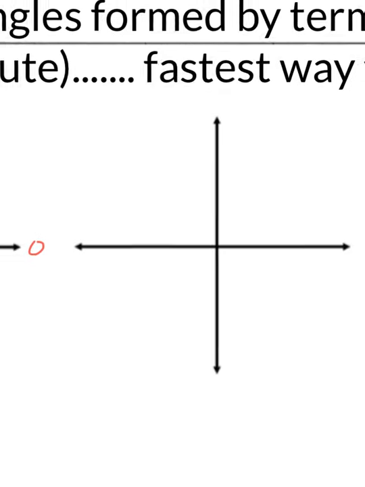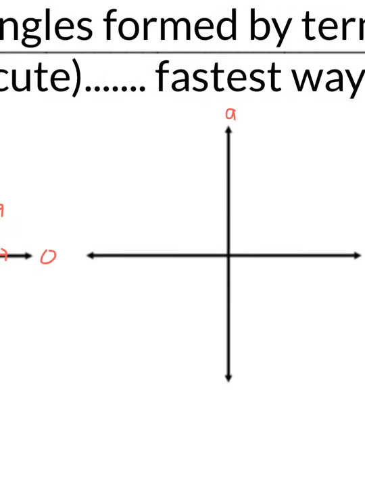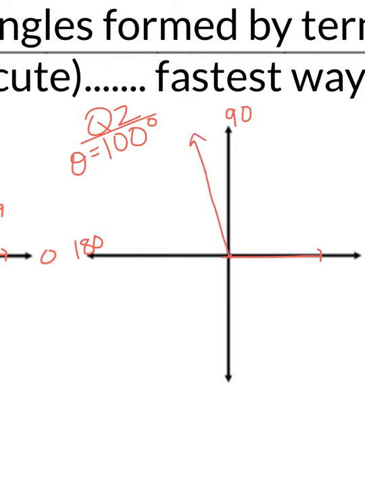Quadrant 2, we know, is between 90 and 180 degrees, right? So let's say we're in quadrant 2. We'll go with 100, nice number. We'll say theta is 100 degrees. 100 degrees is really close to 90. So again, you always start this way. 100 degrees would be, let's say, maybe even closer than that. Let's say it's right there. So this is 100 degrees.